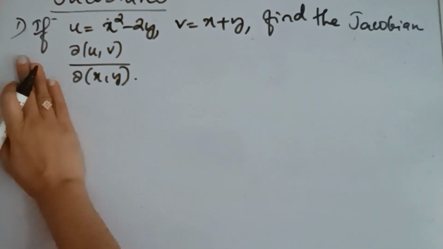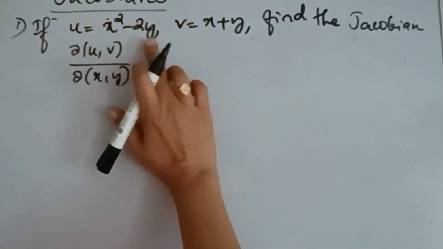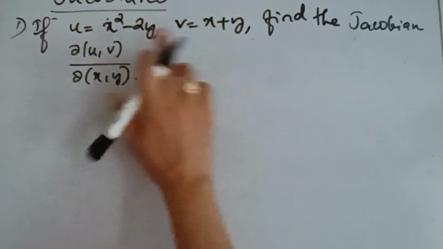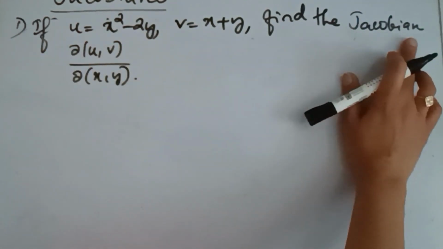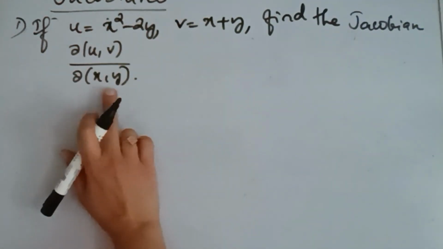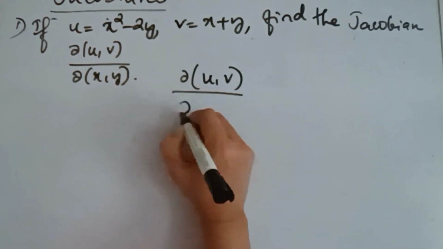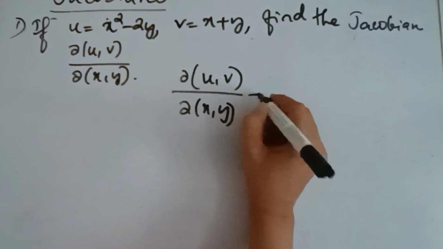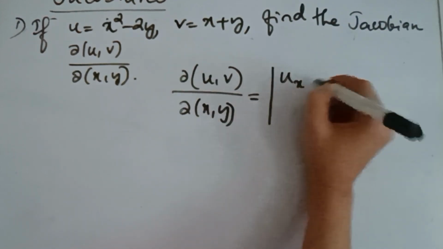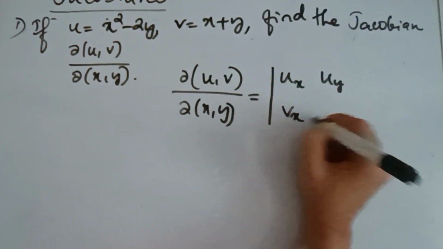See the first question. This is a simple question. u and v are two functions in x and y. You have to find the Jacobian of u and v with respect to x and y. So, dou of u comma v with respect to x comma y is equal to the determinant ux, uy, vx, vy.